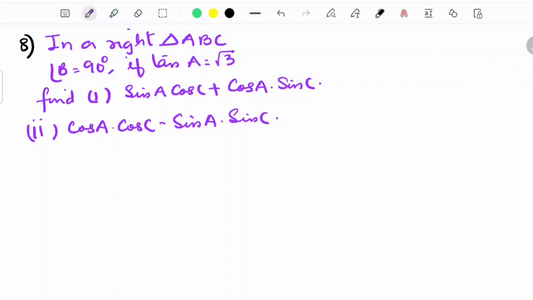We have our next problem, problem number 8. In a right angle triangle ABC, angle B is equal to 90 degrees. If tan A is root 3, so I can write, given tan A is equal to root 3. Every number has a denominator of 1. So this is our opposite over adjacent.